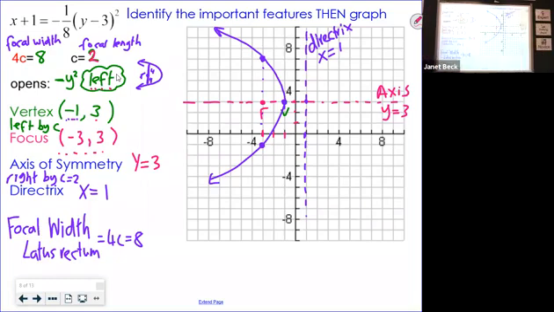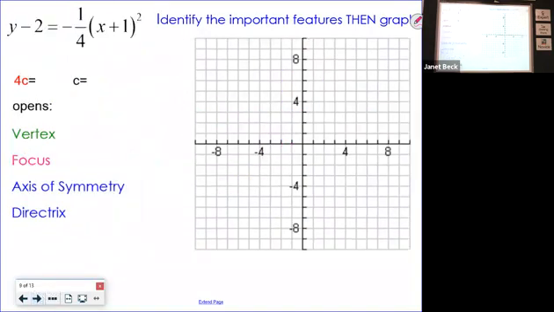How long have we got? Okay, we've still got a fair amount of time. So I'm going to give you a few minutes to actually practice graphing one on your own. So try graphing this one now. I'm going to give you about 2 minutes, then I'll go over it.